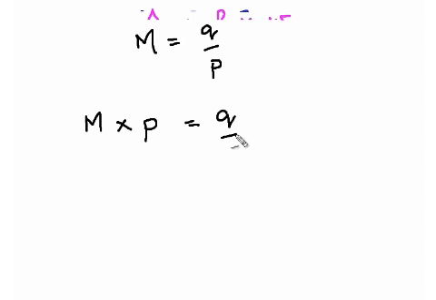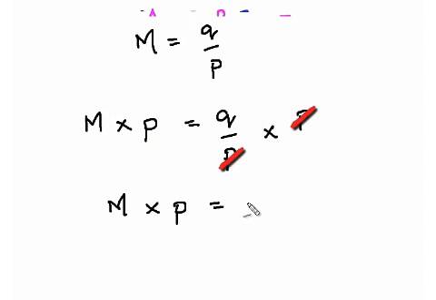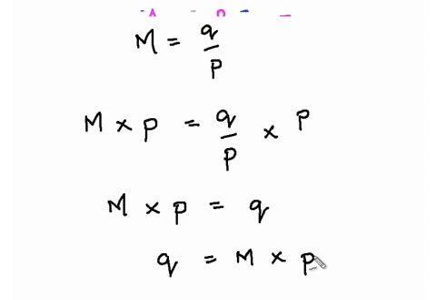equals Q over P multiplied by P. And this leaves us with M times P equals Q. And so if we swap both left hand side and right hand side, we get Q equals M times P.